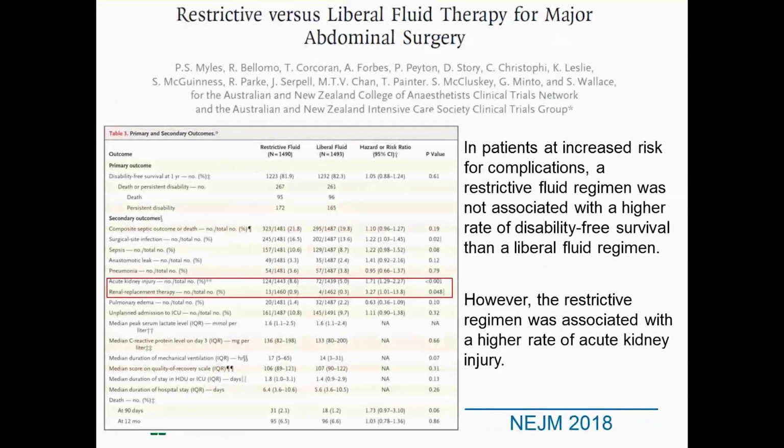However, more recently, there was an article just published last year in the New England Journal of Medicine where there was a very well-designed, multi-centered, randomized controlled trial where they showed that in patients at increased risk for complications, a restrictive fluid regimen was not associated with a higher rate of disability-free survival than a liberal fluid regimen. And in fact, the patients in the restrictive regimen were associated with a higher rate of acute kidney injury. So again, there's debate now about what the optimal amount of fluids are that patients should be receiving at the time of surgery.